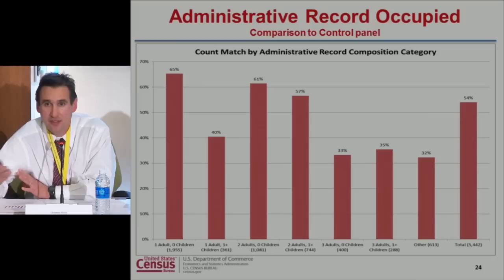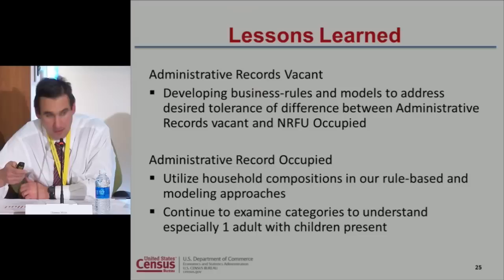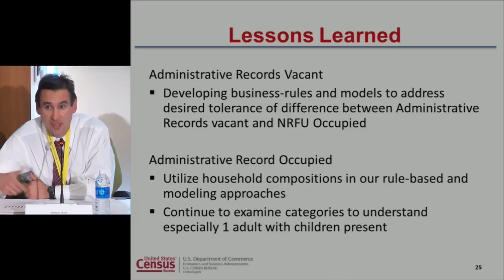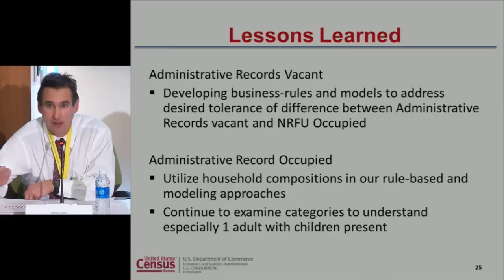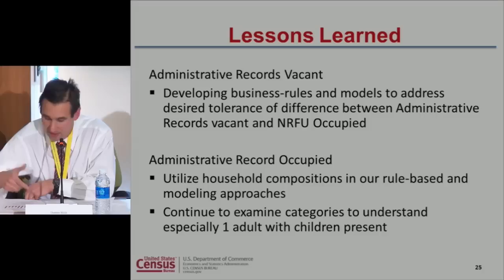Some of the lessons learned and things we're doing going forward: with administrative records vacant, we are looking at these results and seeing what improvements we can make. We did use the vacant code and also the do not forward code, so we're deciding which codes to use as we go forward in our production rules. We're also configuring and taking into account our business rules and our models to address the desired tolerance of the difference between administrative record vacant determination and the NRFU occupied differences that I was showing earlier.